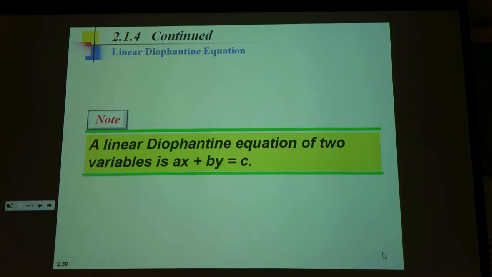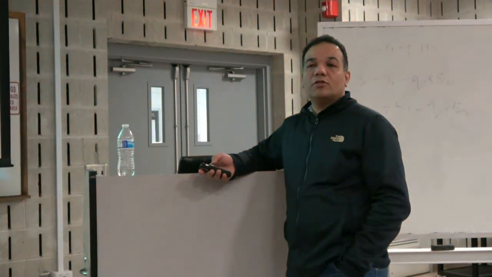So a linear Diophantine equation will be useful in many applications. For example, A times X plus B times Y equals C. Alright, so let me ask you a question. If I give you the options for C equals $100, how can you build $100 out of 5s and 20s only?